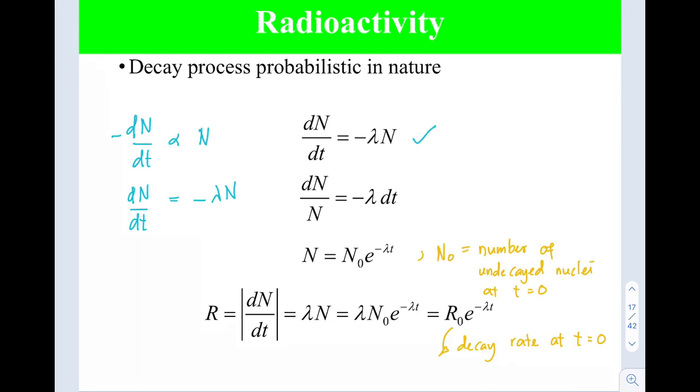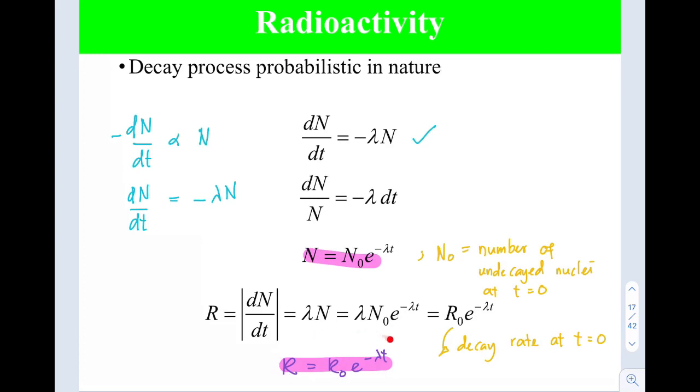Finally, we have R equals R naught e to the negative lambda t. So what is the difference between this equation and this equation? This one is talking about the number of the nuclei, information on the number of nuclei. And this one is talking about the decay rate, the radioactivity of the nuclei.